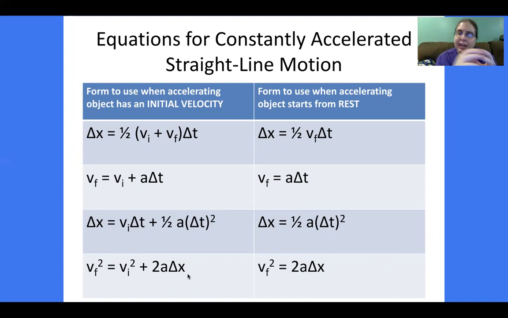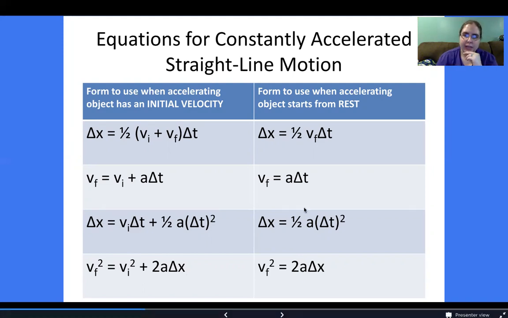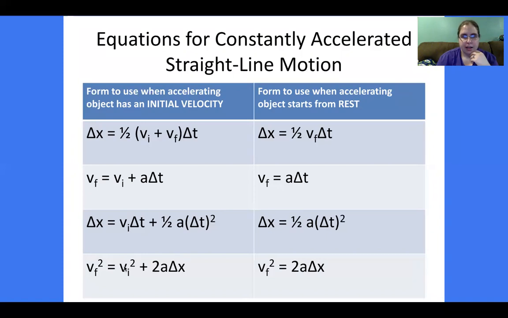Now, if the object is starting from rest, that means it has no initial velocity, and what we have are these simplified equations. In each one of these, anything that was VI was set to 0 because there was no initial velocity. So if there is no initial velocity, then that would just be 0 plus a times delta t, which is what we get here. So these are if the object is at rest. This is if it's already in motion.